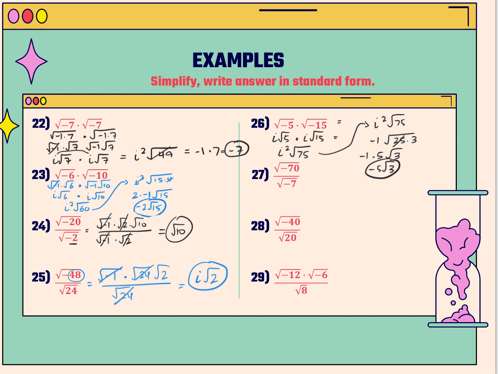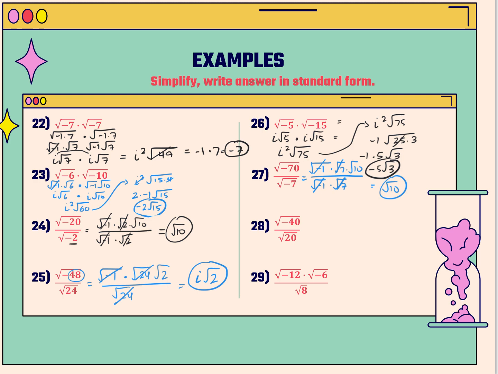Keep going. Let's get to our next one. Here we have square root of negative 70 over the square root of 7. So again here, I can expand it out. I got square root of negative 1 times square root of 7 times square root of 10 over square root of negative 1 times square root of 7. So notice I expanded it out. And the square roots of negative 1 cancel, the square roots of 7 cancel, and that just leaves me with the square root of 10.